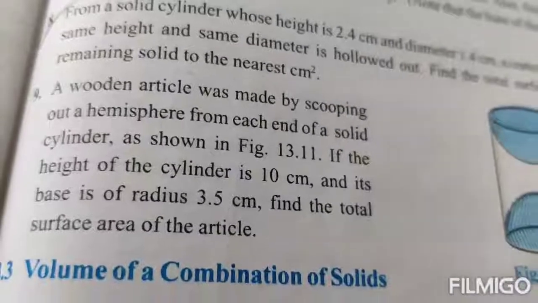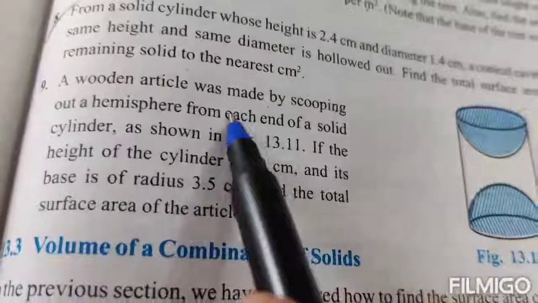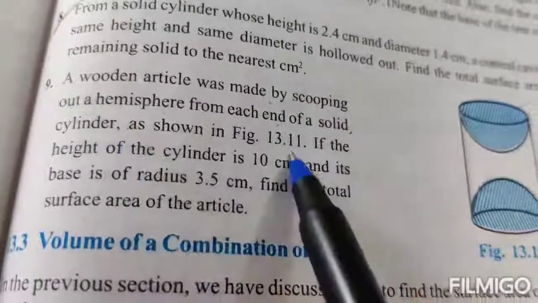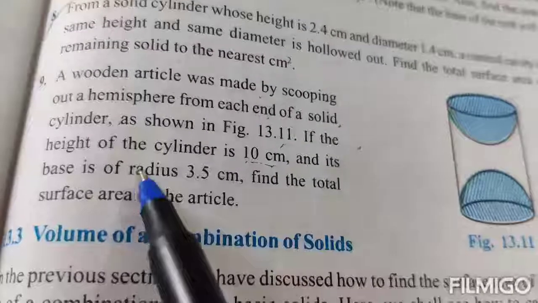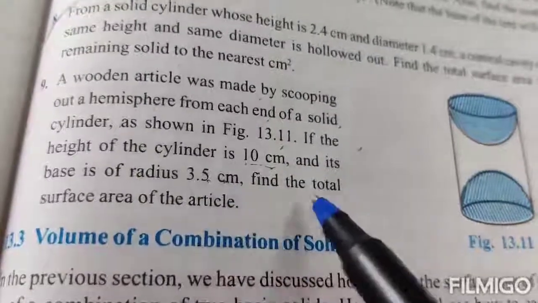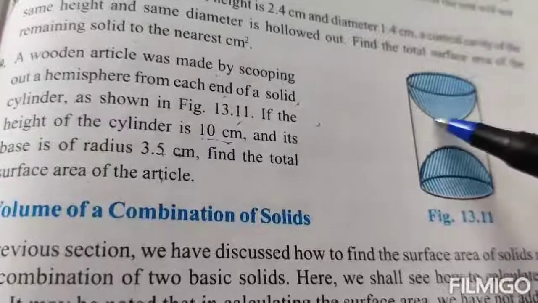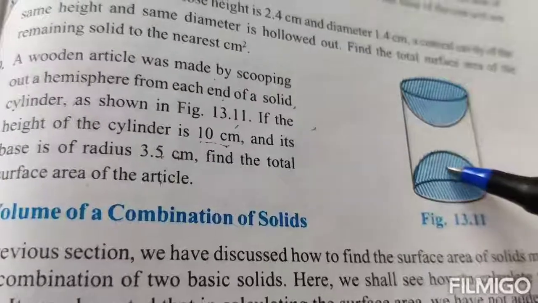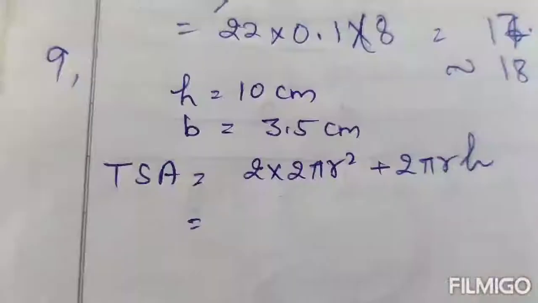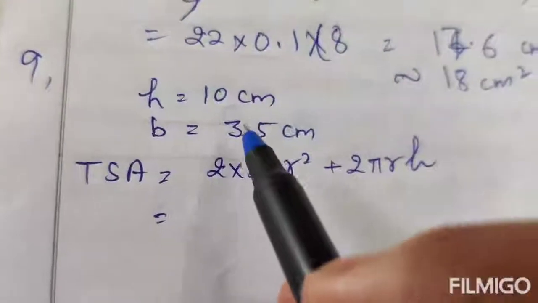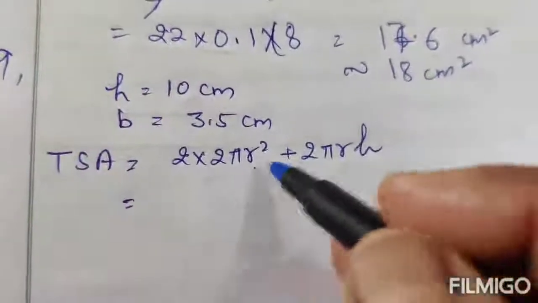The last question. A wooden article was made by scooping out a hemisphere from each end of a solid cylinder, as shown in the figure. If the height of the cylinder is 10 centimeter, its base radius is 3.5 centimeter. Find the TSA of the article. It means TSA of the article is CSA of hemisphere plus CSA of hemisphere plus CSA of cylinder. TSA of the article is 2 into 2 pi r square plus 2 pi r h.